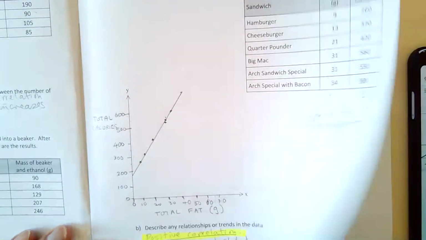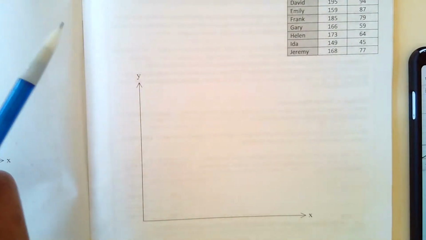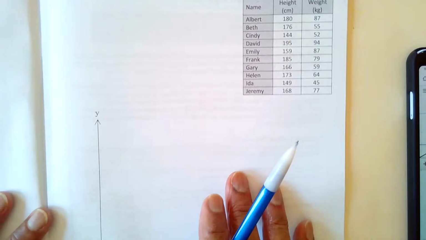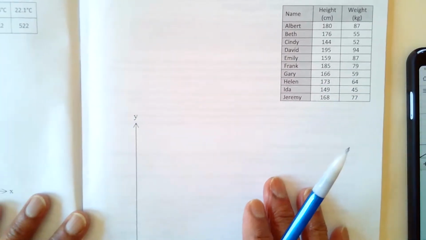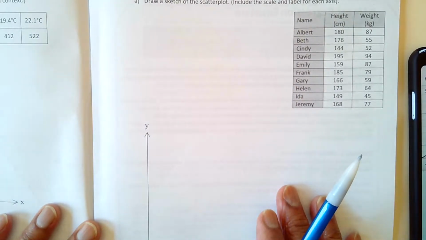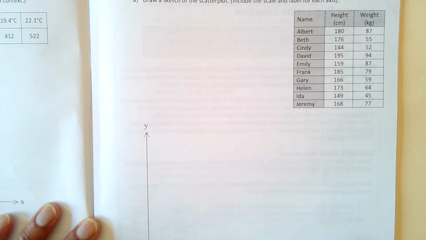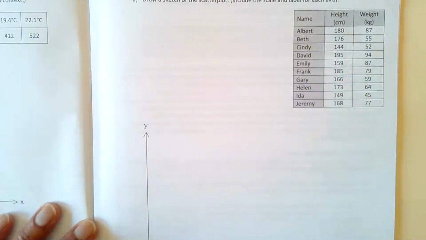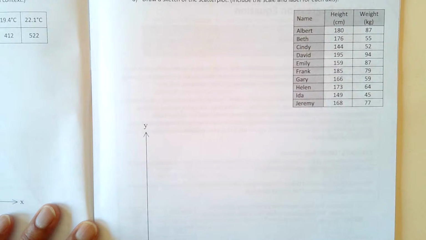We'll do one more today, and I'll do the third one, which is here. We have height and weight. The following table gives the heights and weights of 10 friends. Draw a sketch of the scatter plot, include the scale and label for each axis.